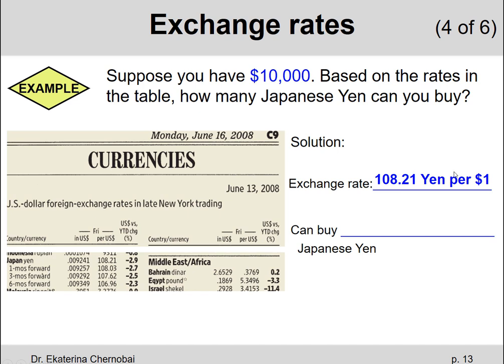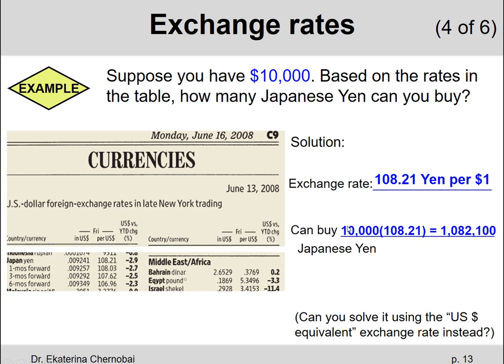How can we then figure out, using this exchange rate from the second column, how many Japanese yen 10,000 US dollars can buy us? We multiply $10,000 by how many yen each dollar can buy us. So 10,000 multiplied by 108.21 gives us 1,082,100 Japanese yen. So yeah, in Japan, everybody is millionaires.